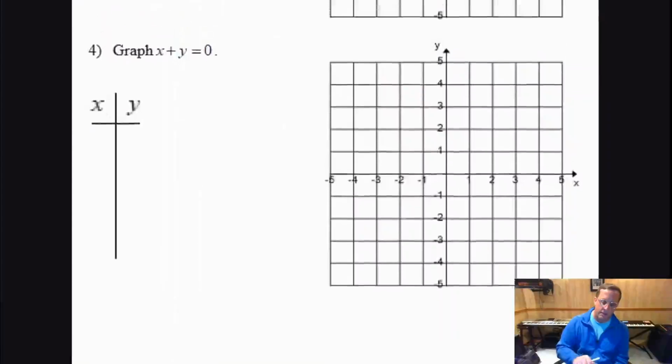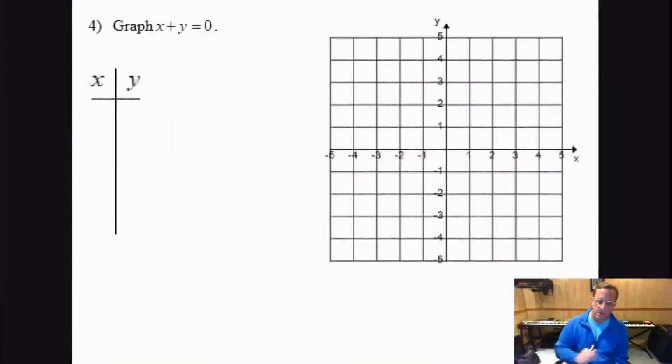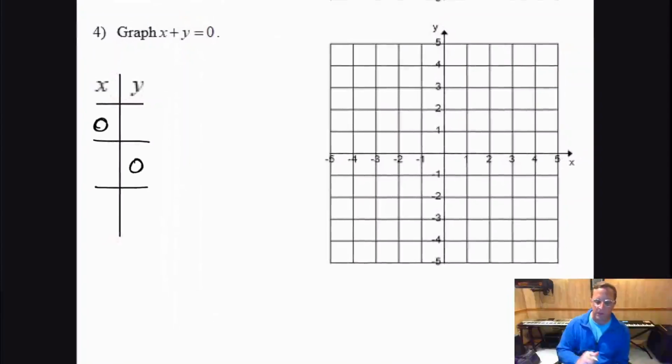You've got 2. All right, for number 4, we're going to graph x plus y equals 0. We're going to use a 0 for the x, a 0 for the y, and then we'll determine that third x or y after we're done with these 2 points. We're going to do 0 plus y equals 0.